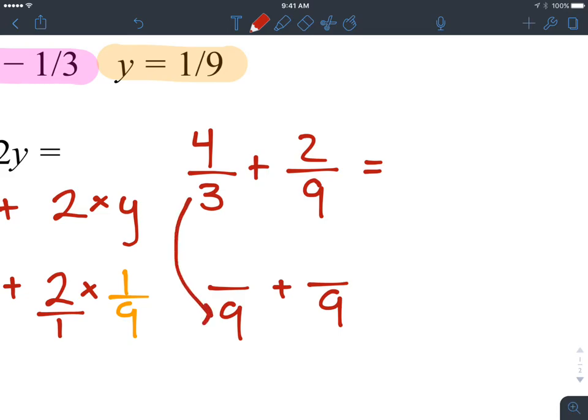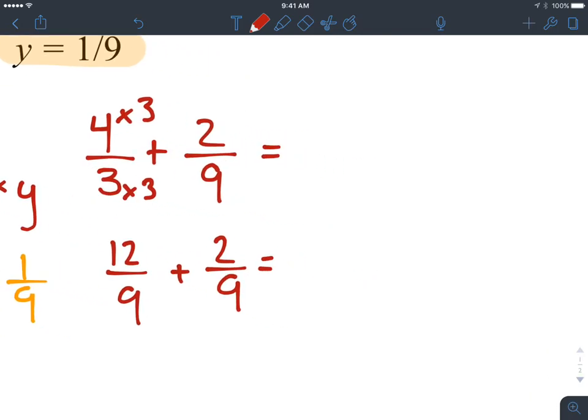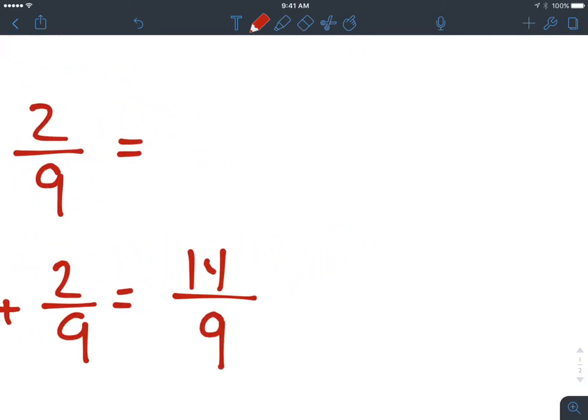3 to get to 9, I'm going to multiply that by, you guessed it, 3. And then if I multiply the bottom by 3, I'm going to multiply the top by 3. 4 times 3 is 12. And then 9 to get to 9, that's times 1, so that's actually going to stay the same, just 2 over 9. Now I'm ready to add my numerators. 12 plus 2 is 14. And then the 9 stays as 9. We went through all the trouble of getting the least common denominator, we're not going to change it.